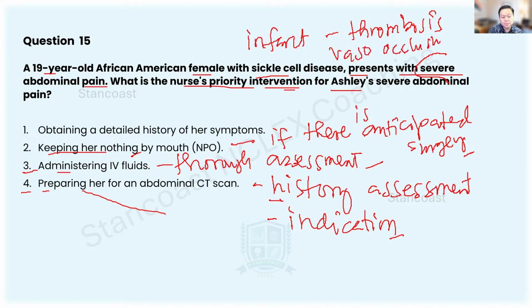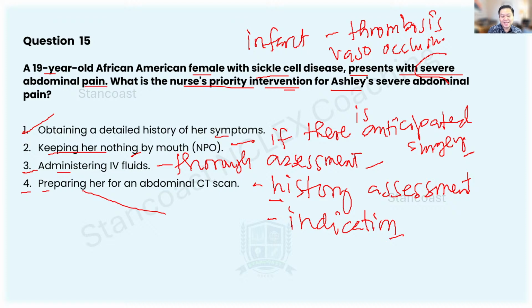Vasoocclusion. We need to know first about the history of her symptoms. This is the first nursing action that we should be doing. Now the scenario itself really emphasized the severe abdominal pain. We need to investigate further.